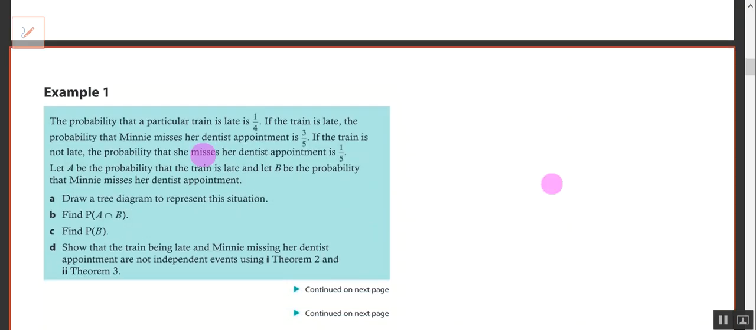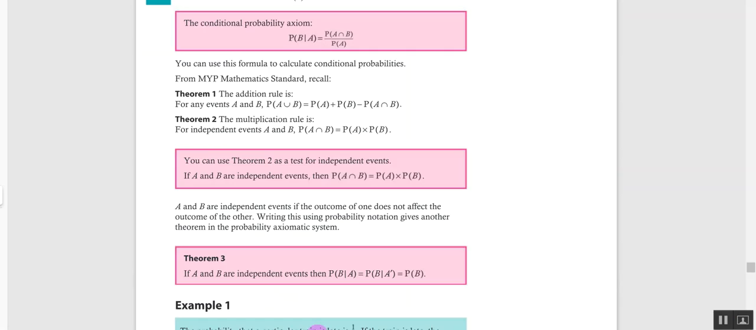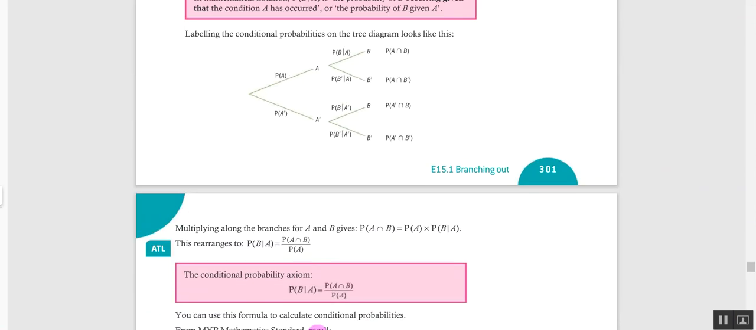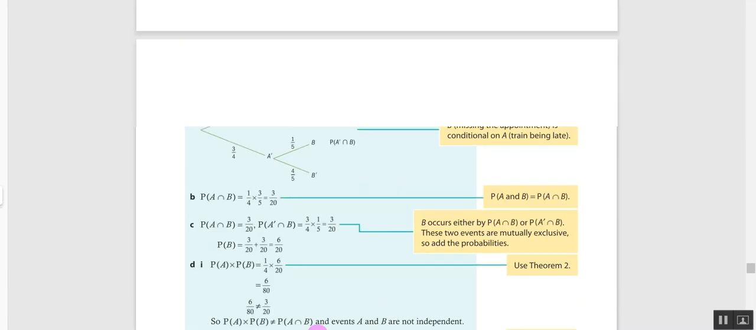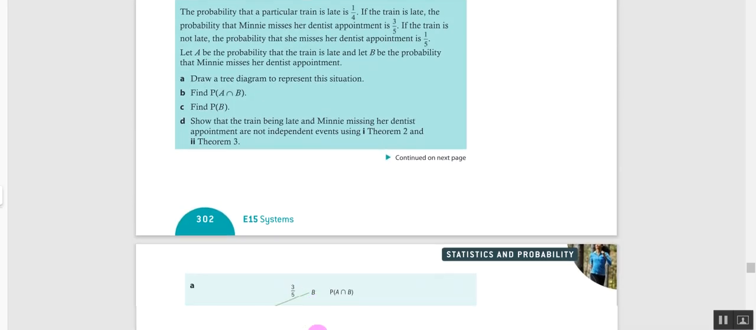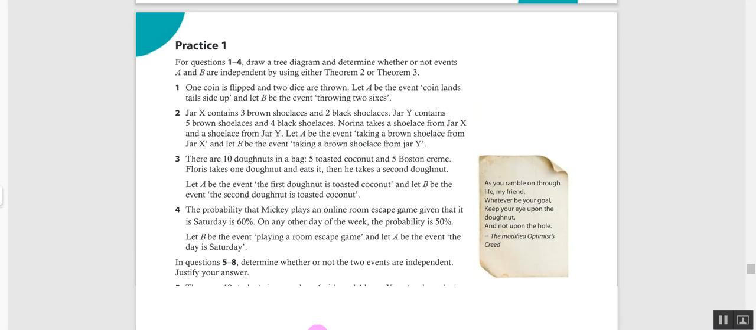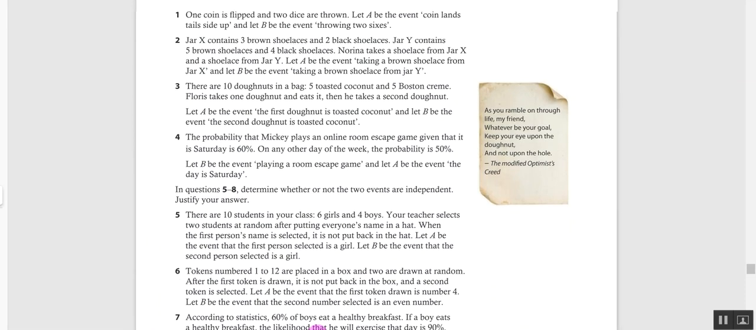I tried to print, but it didn't print out these pages for you to write. But just in case you want to add to your notes afterwards, the questions are in this section in the book, so we're on page 302. We're going to look at example one, okay? And then we're going to be doing a few of these questions, including the problem solving question from practice one.